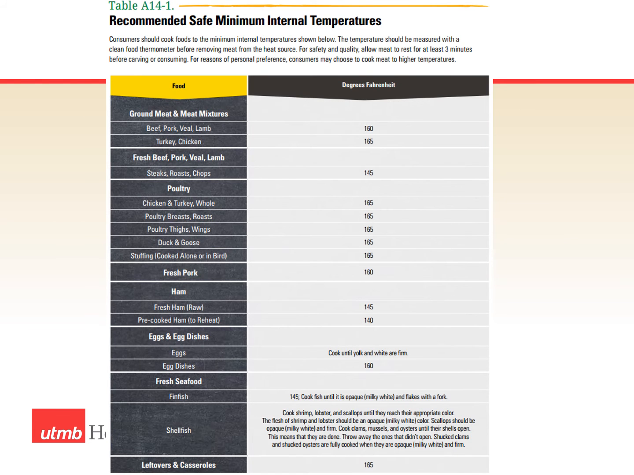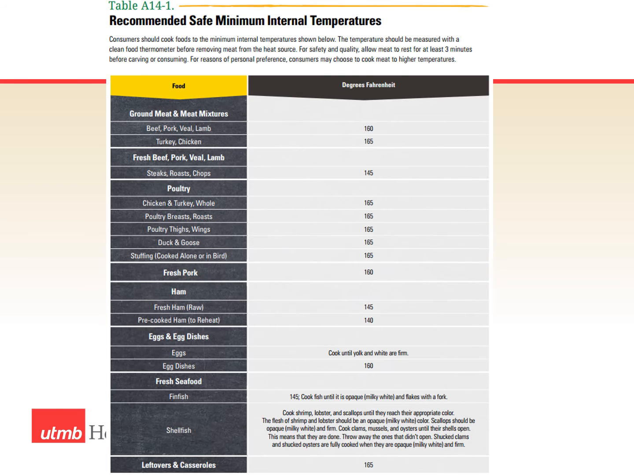So here are the safe cooking temperatures. So you can see for any form of poultry, the safe cooking temperature is 165 degrees. For ground meats, the safe temperature is 160 degrees. For fresh beef, veal, and lamb, the internal temperature for steaks, roast, and chops can be 145 degrees. That's also appropriate temperature for fish, 145.